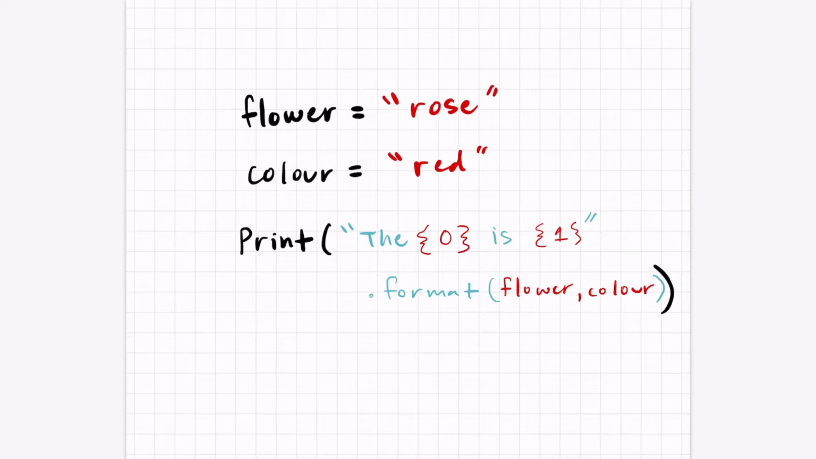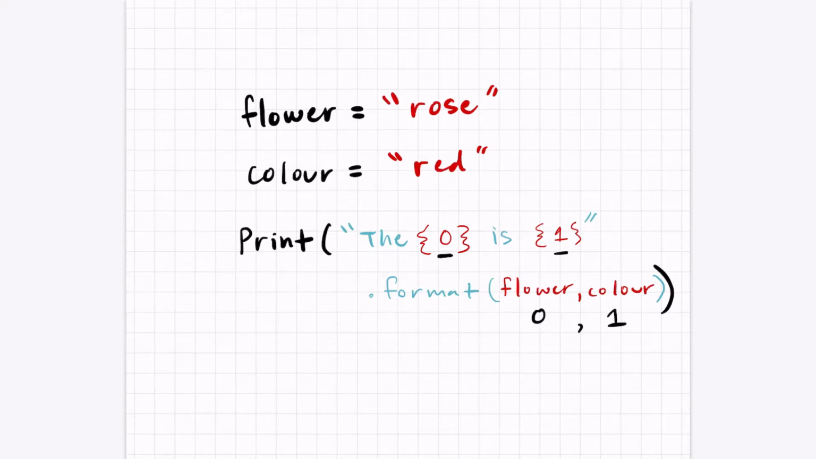Okay, so how this works is I tried to make it kind of color coordinated here, but you have a flower, which is a rose, and then you have a color, which is red. Now you have to be very careful about this 0 and this 1. The 0 will correspond to that slot, and the 1, so we'll do comma 1.